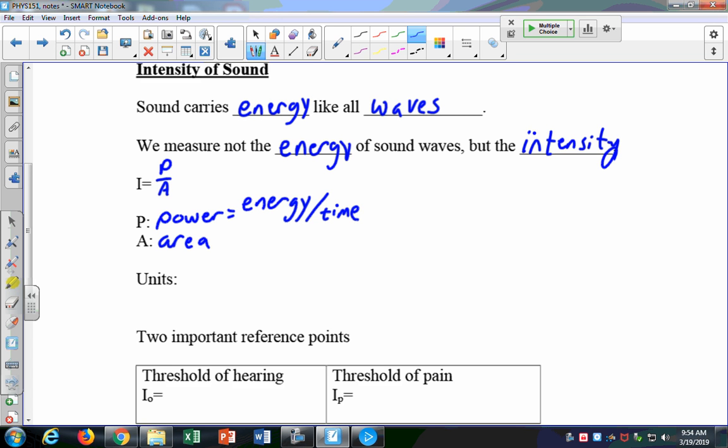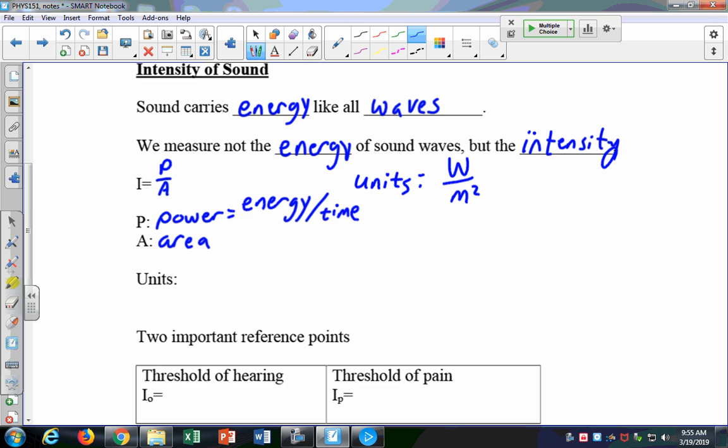And so the units of this, what is the unit for power? Watt, yeah. That's what I just said. Watt is the unit for power. So the units for this are watts per square meter.